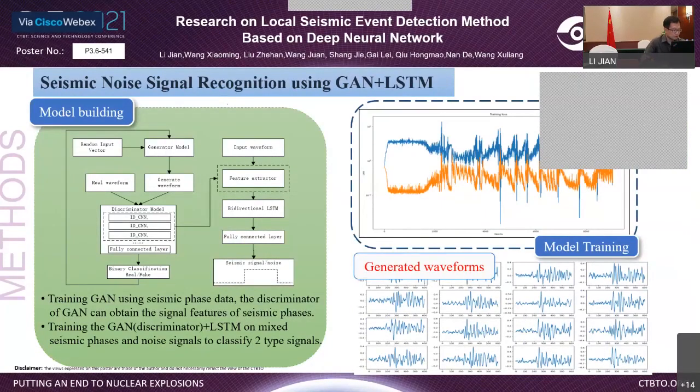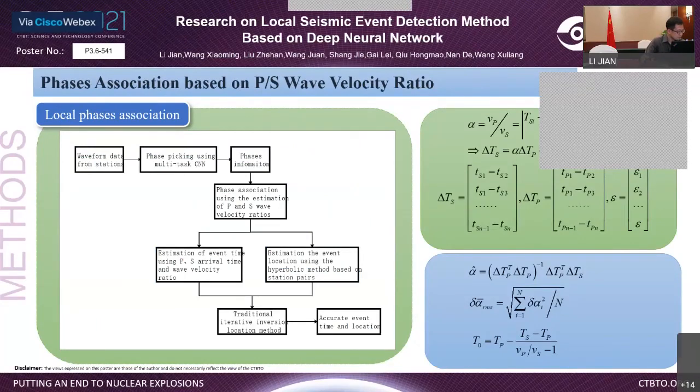The second step is to use the GAN and LSTM joint network to identify the noise signals, because when we pick the seismic phases, we still have some noise signals detected. So we should identify them and mask them to avoid these signals interfering with the follow-up processing. The last step is, based on the principle that the local P and S phase wave velocity ratios in the regional network are consistent, we established a local P and S phase association method for the multiple stations to form the local events and to get the accurate time and locations.